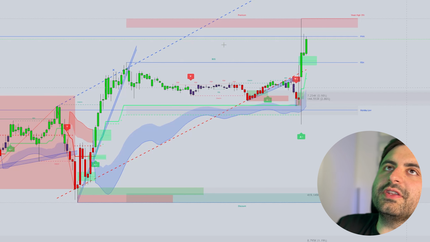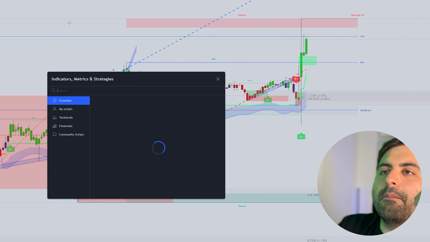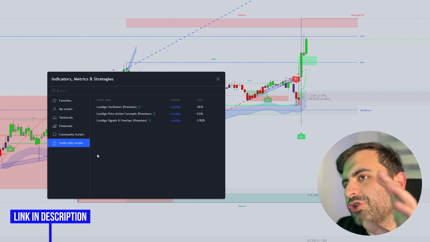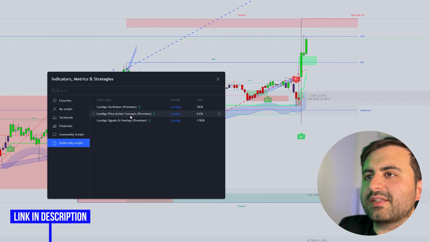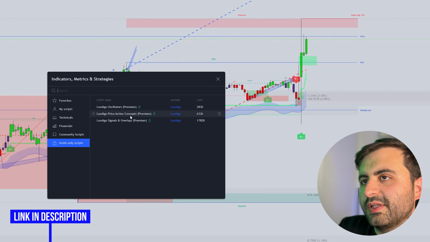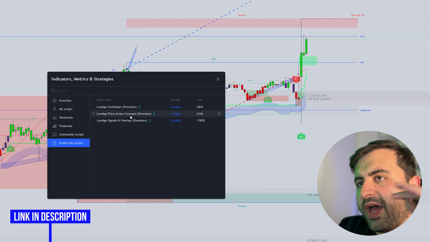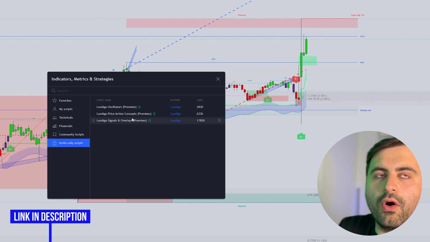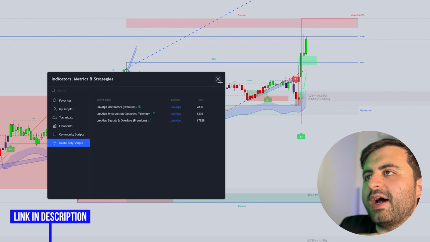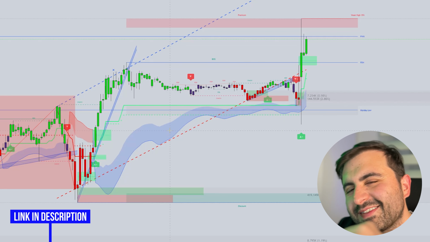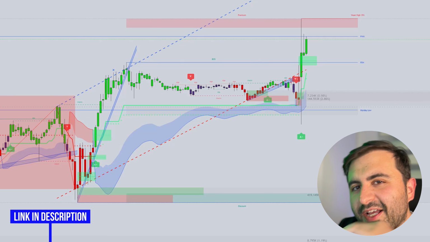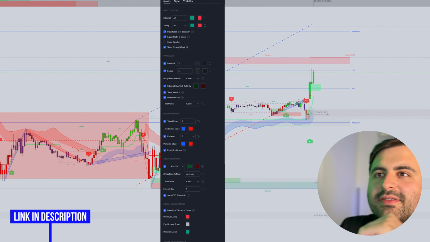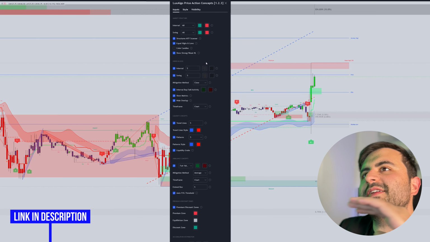The first indicator is from my favorite developer, LuxAlgo. Let me show you. The first one is LuxAlgo Price Action Concepts. I add it to my chart, and my second indicator is Signals and Overlays. Now I will show you my exact settings and inputs, and how I use them. So let's go to Price Action Concepts, and these are my inputs.